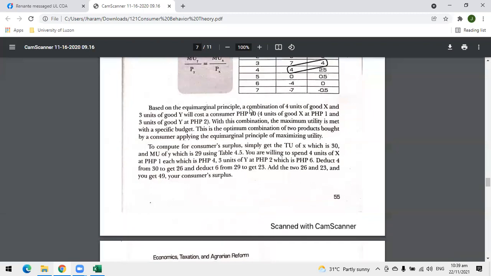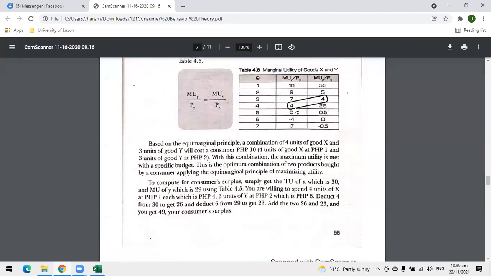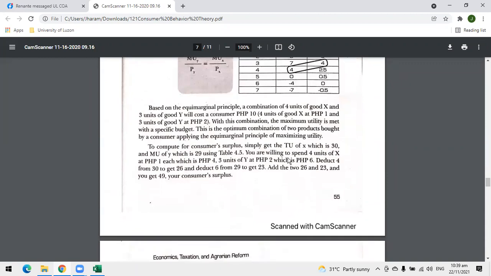Based on the Equi-marginal principle, a combination of 4 units of good X and 3 units of good Y will cost a consumer 10 pesos. Because when we apply the computation, that's 4 times 1, and 3 times 2 pesos, which is 6 pesos. So 10 pesos. With this combination, the maximum utility is met with a specific budget. What is that budget? 10 pesos, not 8 pesos.